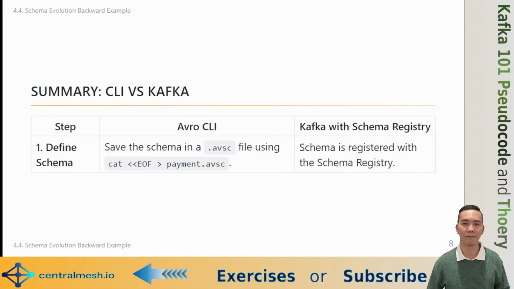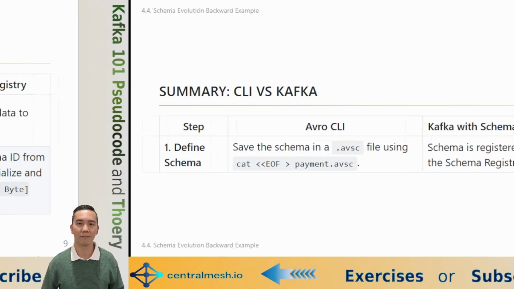Let's recap the key differences and similarities between using the Avro CLI and Kafka with schema registry. We'll cover each step side by side. For step 1, in both approaches, the process begins with defining a schema. For the CLI, we set the schema locally in a .avsc file. For Kafka, instead of a local file, the schema is directly registered with the schema registry. This centralizes the schema management and makes it accessible for producers and consumers.